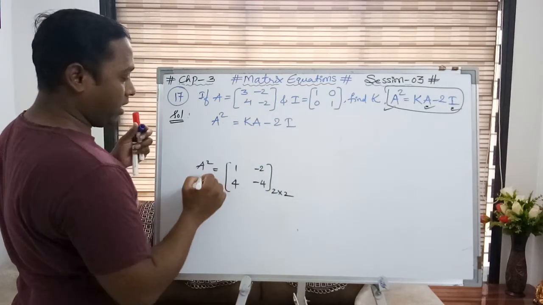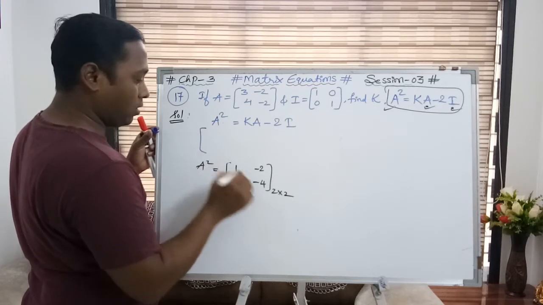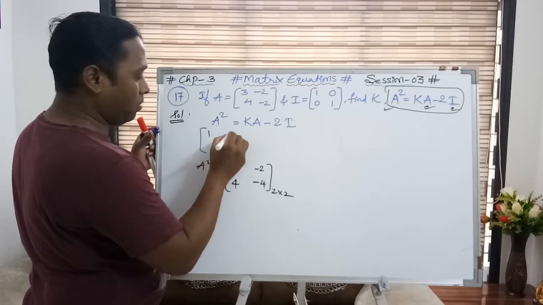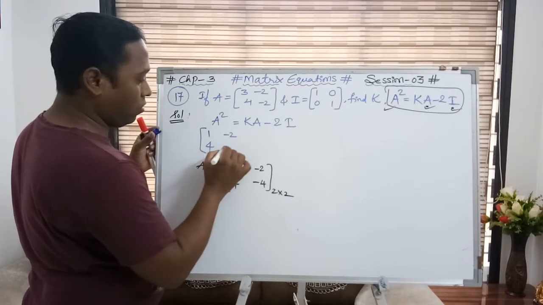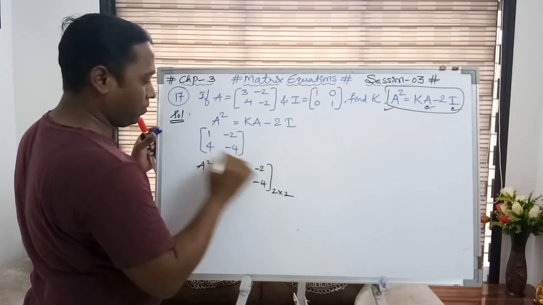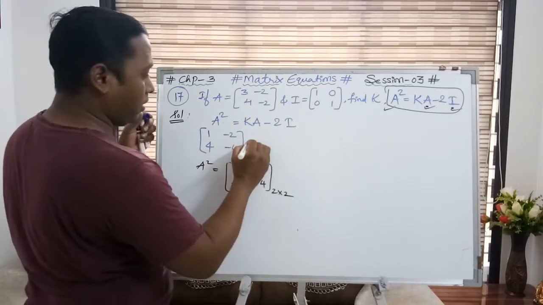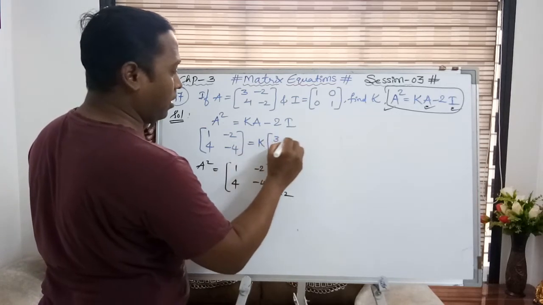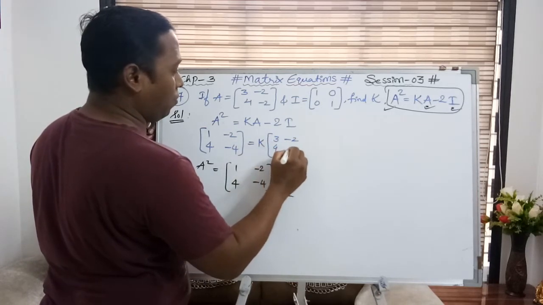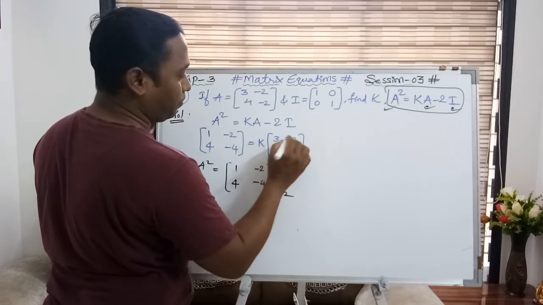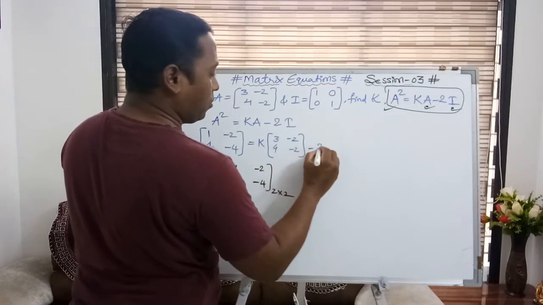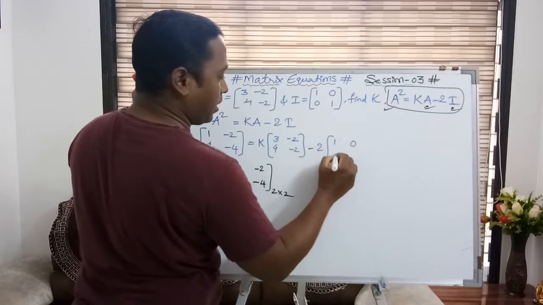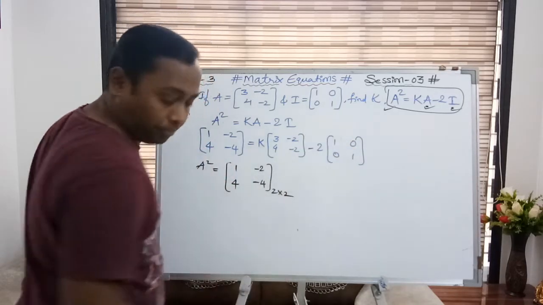So A square. What is A square? We got 1 minus 2, 4 minus 4. So it is equal to K times A. What is A? 3 minus 2, 4 minus 2. Minus 2 times the identity matrix 1 0 0 1.